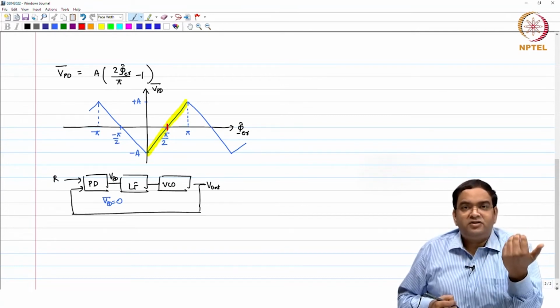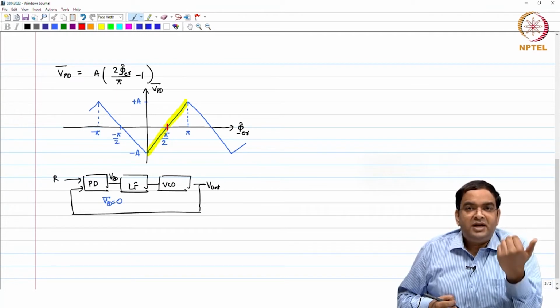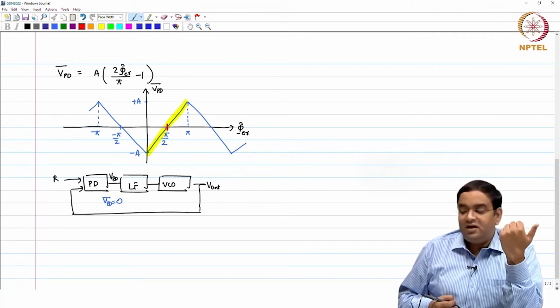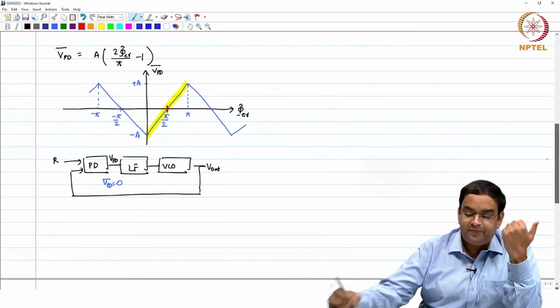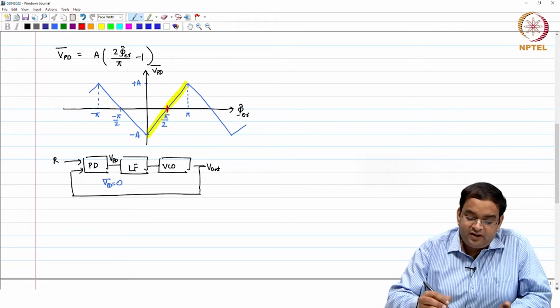Locking to a phase error is not a problem in a PLL. The only thing is, if the PLL is locked, the phase error should not change with respect to time, that is important. Okay. So, what you see is that this particular phase error behaves linearly here.